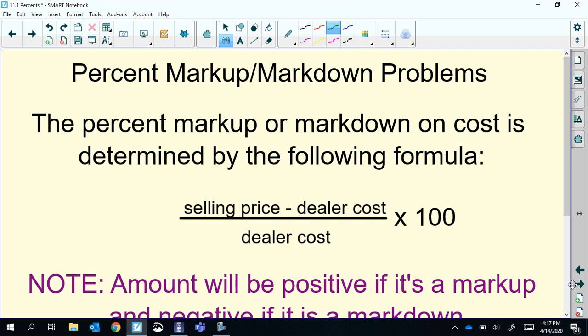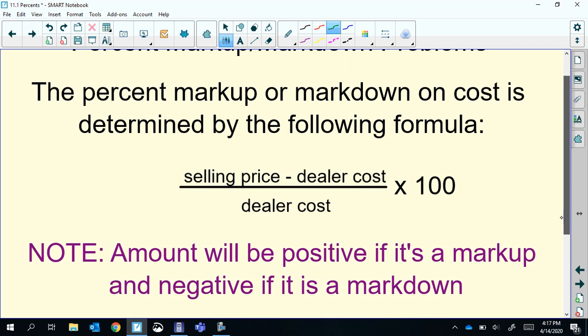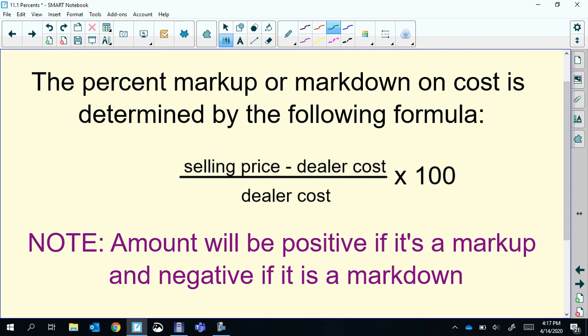So percent markup or markdown would be the same thing. You do the selling price minus the dealer cost over the dealer cost. Same thing where those two numbers are the same, just like on percent change. It's really what we're doing is the same thing. Positive if it's a markup, negative if it's a markdown.